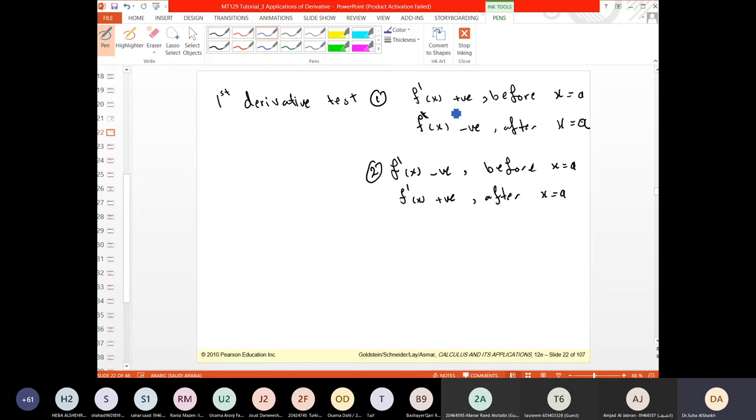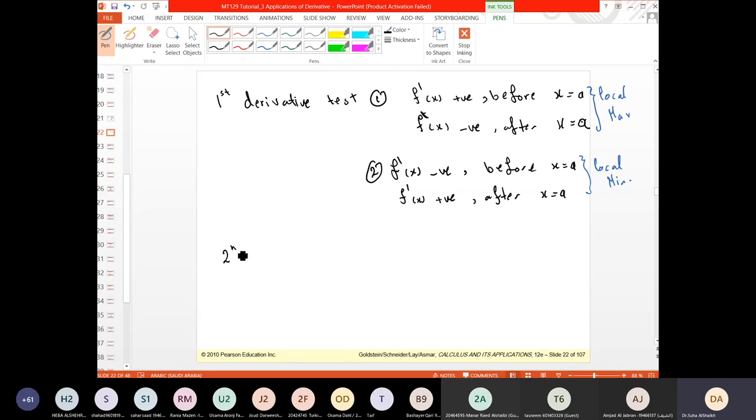The first case was positive and it became negative. What do I have at this point? Positive and negative, I have a local max, yeah. And in the second case, it's negative then positive, and the bottom, the local minimum point. That's correct.